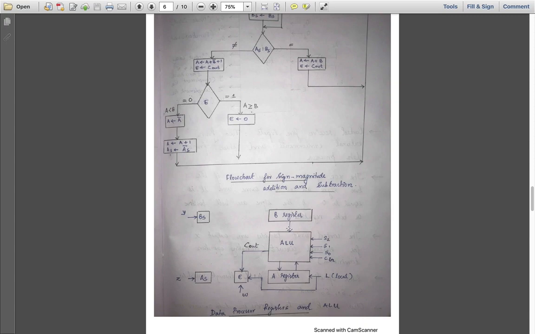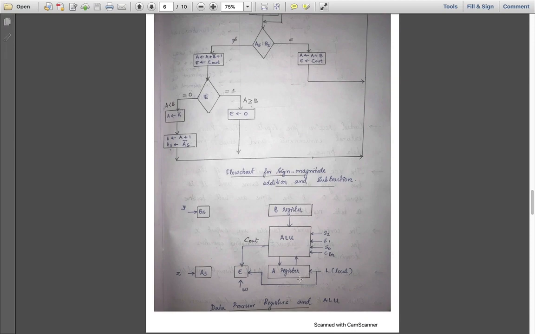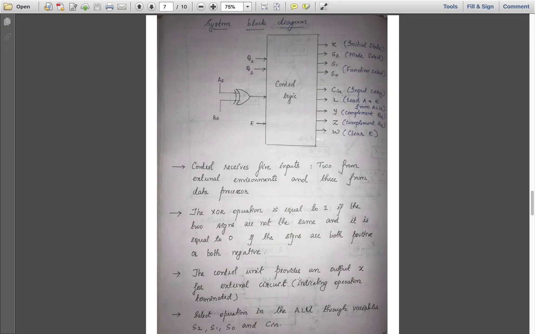Okay, so from B register and A register, contents are given to the ALU. Addition and subtraction is performed here. If a carry is there, that carry is transferred to E register. There is another control line W that is used to set and clear E. Similarly, Z and Y control lines are used to clear and set BS and AS respectively. I'll explain that later. And L here is another control line that is used to set or reset the A register.